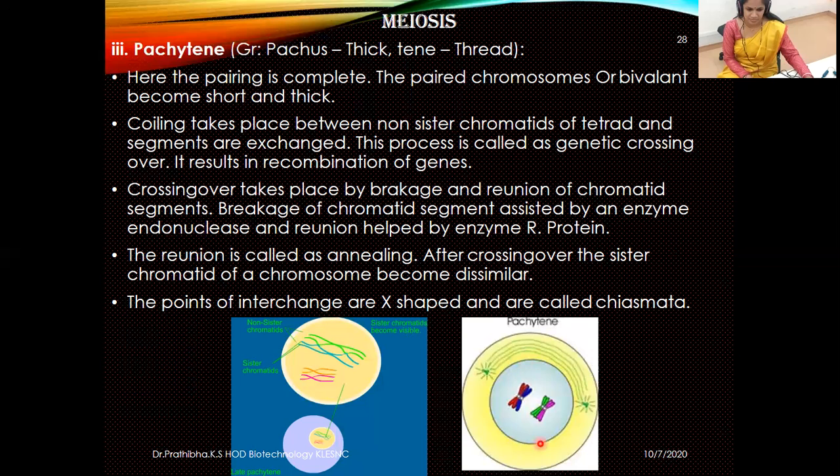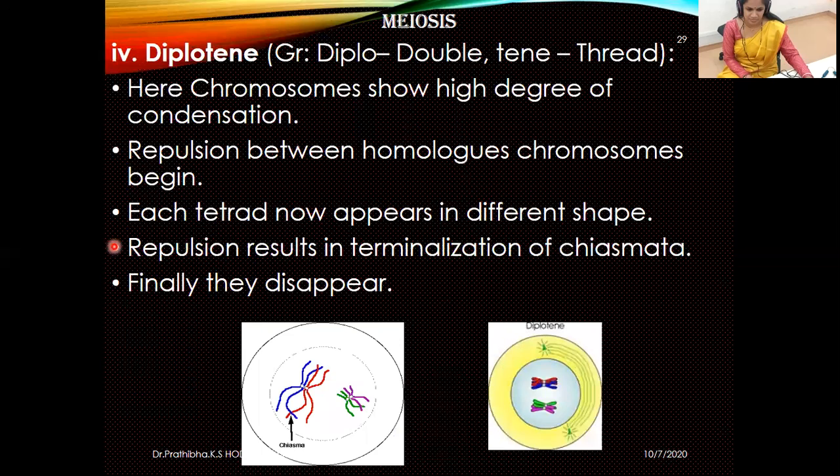Now let us go through diplotene. In Greek, diplo means double and tene means thread. Here, chromosomes show a high degree of condensation. Repulsion between homologous chromosomes begins in this stage. Each tetrad now appears in a different shape. Repulsion results in terminalization of chiasmata, and finally they disappear. You are going to observe the microscopic diplotene stage looking like this.